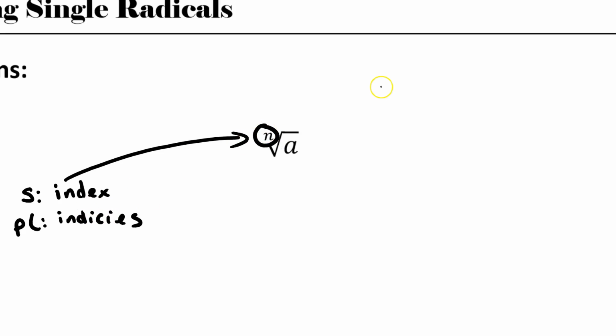So if I were to say the cubed root of 8 and the fourth root of 16, I would refer to these two things as indices. Whereas, if I just had one of them, I would say, oh, the index here is 3.